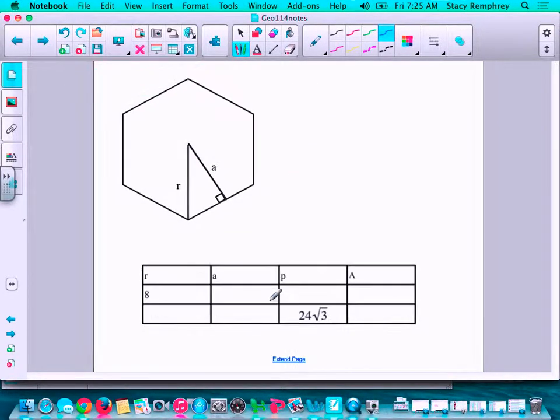All right, last one, we have a hexagon. Again, find the central angle. Find the central angle, and you'll see some special right triangles come up. So push pause, work through the examples.